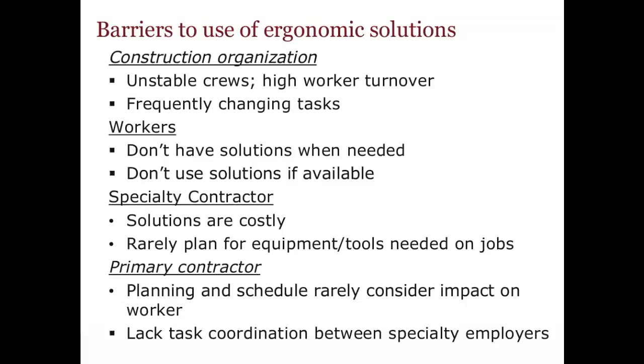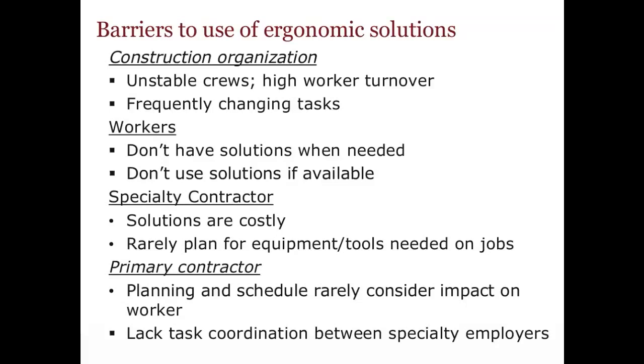Sometimes the workers don't have the solutions when needed, as I showed in that one example with the extension for the spray can. And sometimes the workers don't use the solutions even if they are available. Sometimes the specialty contractor feels the solutions are too costly and will use a lesser solution. And sometimes the specialty contractor is not on board, is not helping the worker plan for providing the optimal equipment and tools needed for the job.